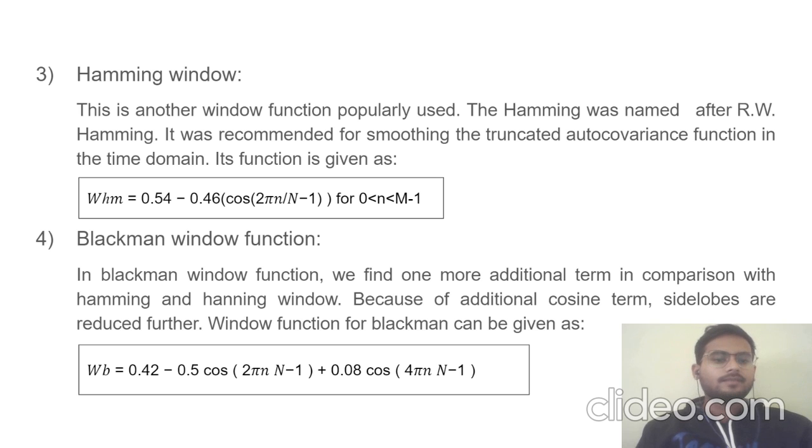Blackman window function. In the Blackman window function, we find one more addition term in comparison with the Hamming and Hanning windows, because of the additional cosine term. Side lobes are reduced further. The window function for Blackman can be given as w B of n equals 0.42 minus 0.5 cos of 2 pi n over M minus 1 plus 0.08 cos of 4 pi n over M minus 1.